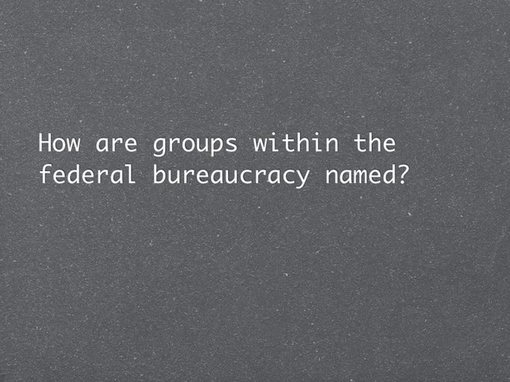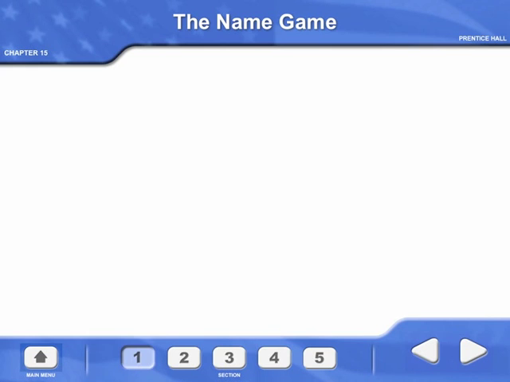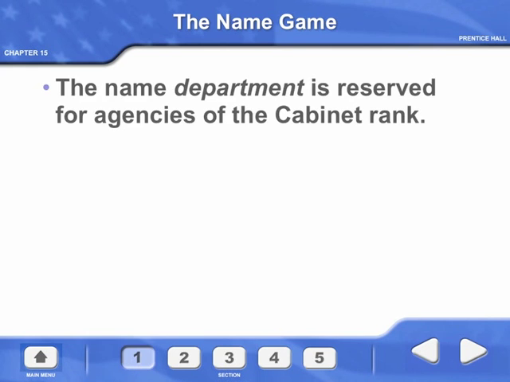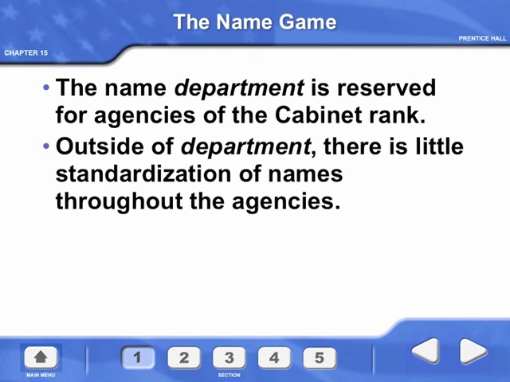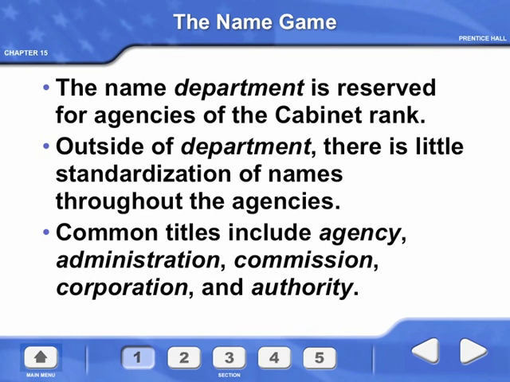How are groups within the federal bureaucracy named? The name game. The name department is reserved for agencies of the cabinet rank. Outside of department, there is little standardization of names throughout the agencies. Common titles include agency, administration, commission, corporation, and authority.